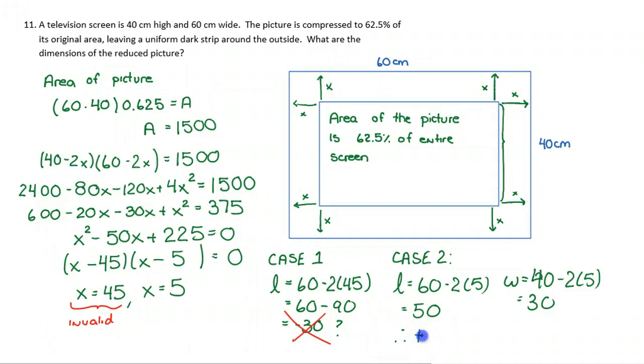So now we take case 2. So length is going to be 60 minus 2 times 5, which is 50. That's fine. Width is equal to 40 minus 2 times 5, which is 30, and that's perfect. So therefore, the dimensions are 50 by 30. And we're done. So again, this is actually a really good question to highlight, because this idea of having a standard width around some rectangular shape is a pretty common type of problem. I hope this video helped.